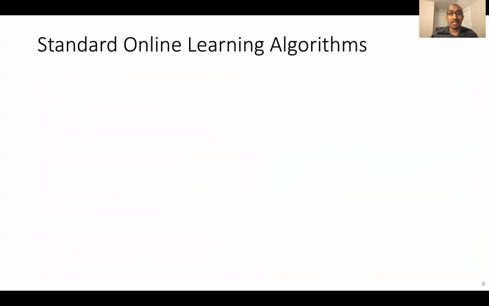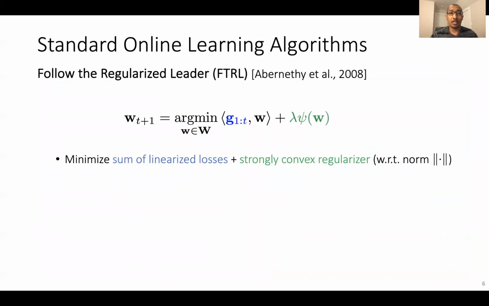So first, let's review a couple of standard online learning algorithms. The first we'll consider is called Follow the Regularized Leader, or FTRL for short. In FTRL, you produce each decision by minimizing a sum of linearized losses plus a strongly convex regularizer, convex with respect to some norm. Here, the term G1 through T that I've written represents a sum over all of your losses, but not of the exact losses, of a linearized form of those losses. We linearize each loss by looking at a subgradient of that loss. So G1 through T is a sum of those subgradients, and the inner product with W gives you your linear approximation to the sum of all the losses that you've observed so far. Meanwhile, lambda times psi provides your strongly convex regularizer with a regularization parameter lambda.